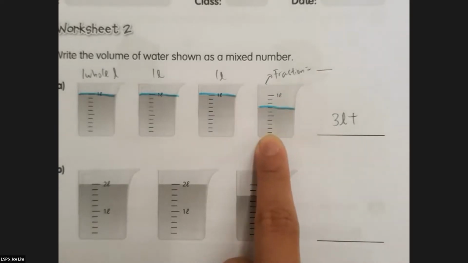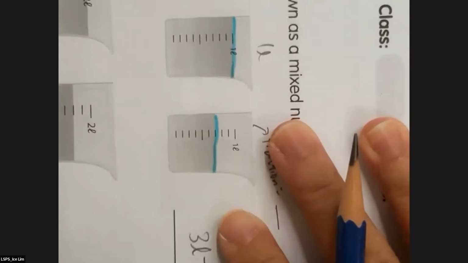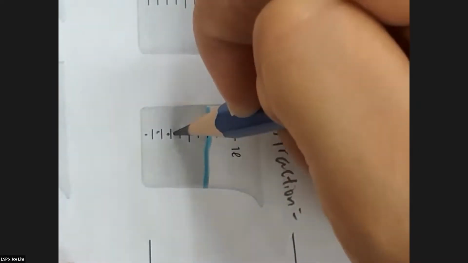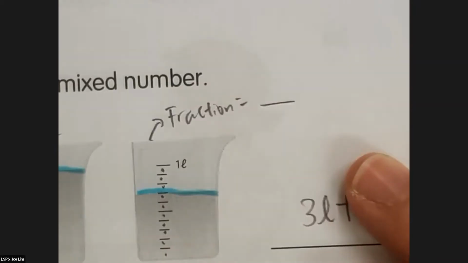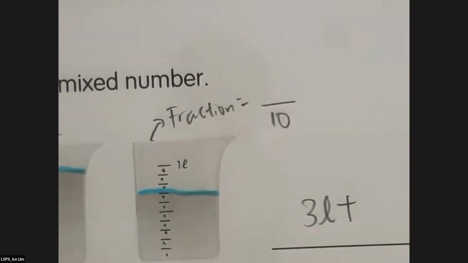So 1 whole is divided into how many parts here, if I look at it this way? Count the parts, not the lines. How many parts are there? Spaces? 1, 2, 3, 4, 5, 6, 7, 8, 9, 10. 10 spaces. Count the spaces, not the lines. How many spaces is it covered? Shaded with water? 7. So we've got 7/10 of a liter.